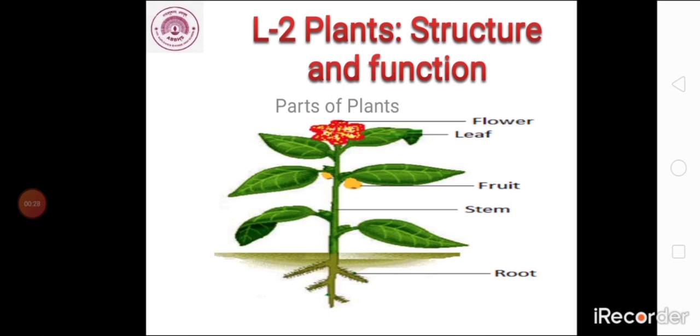Students, we can see various types of plants around us. These have different structures, different types of leaves, flowers, etc., on the basis of which we identify these. A plant has many parts. What are these? These are flowers, leaves, stem, fruit and roots.